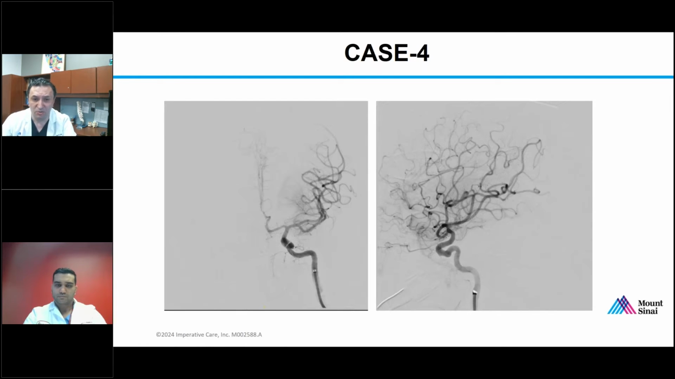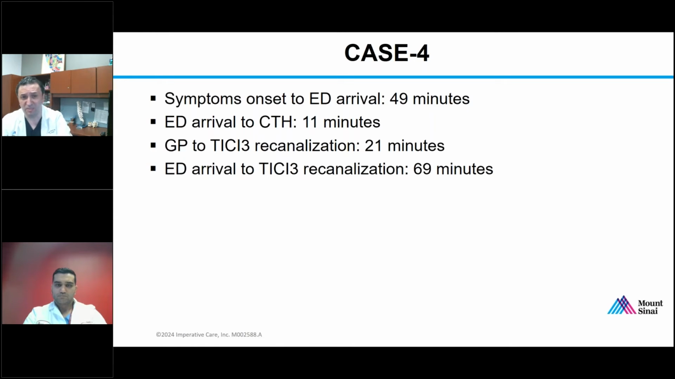So we were able to do the subsequent pass here and the TICI 2 recanalization. It's such a difficult anatomy. This patient I wanted to highlight here, just showing the current state of thrombectomy with a really streamlined system of care.